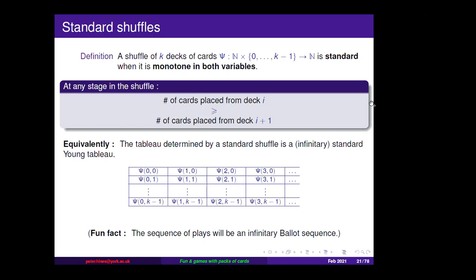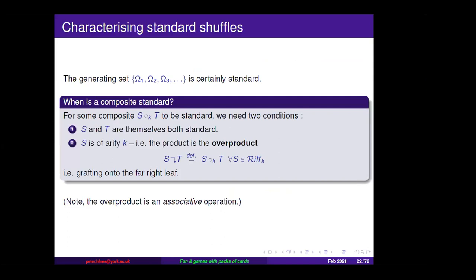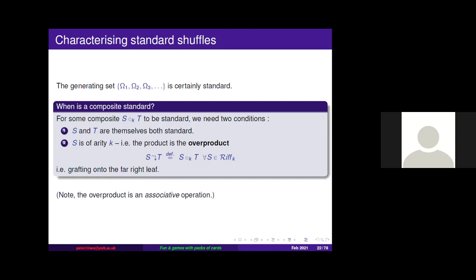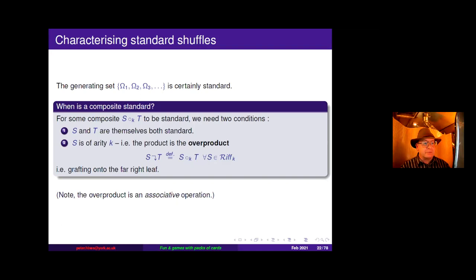Okay, now, can we characterize our standard shuffles? Well, certainly our generating set is standard, that's instant. So when is a composite standard? Well, for a composite to be standard, we need two conditions. The composite S composed with T is standard when S and T are themselves both standard, and when the product is actually the overproduct, where the tree grafting takes place on the far right leaf. And this is, of course, the overproduct. It's an associative operation on any operad.